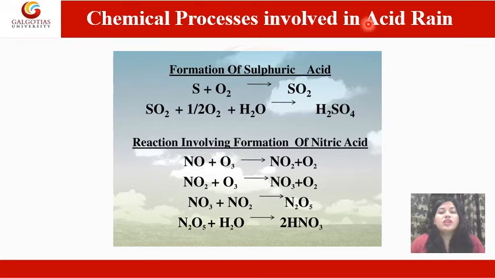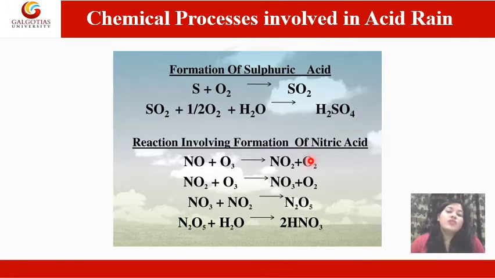Chemical processes involved in acid rain. Now, formation of sulfuric acid. When sulfur reacts with oxygen, it forms sulfur dioxide. The sulfur dioxide reacts with oxygen and water, and forms sulfuric acid.